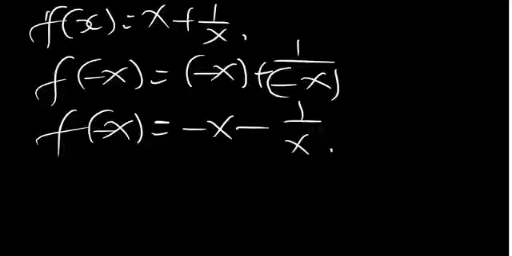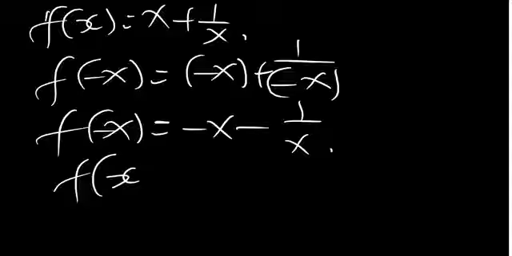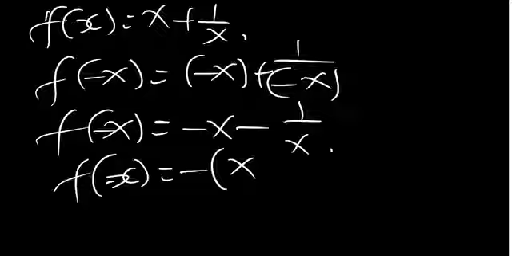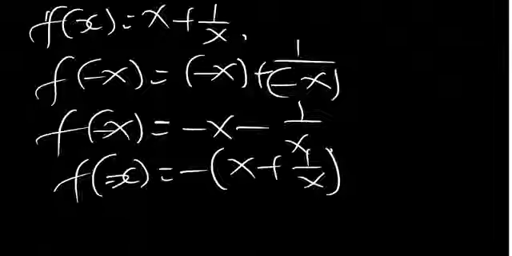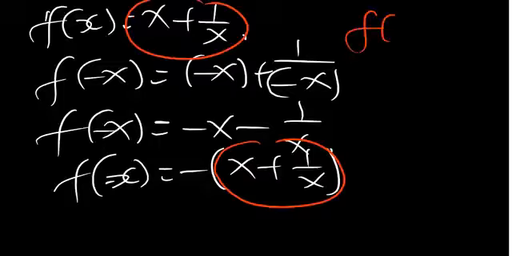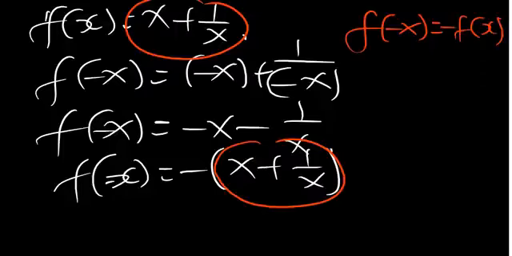Let's try to factor out the negative. If I factor out the negative, I'm going to have negative, x plus 1 over x. Now we can see that what we have inside here is the same as the original function. Therefore, since f of negative x is equal to negative f of x, this function is odd.